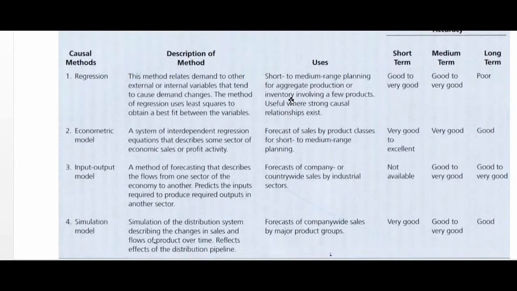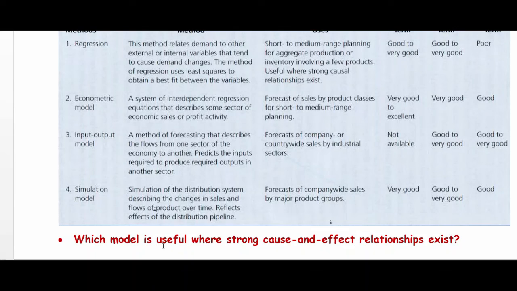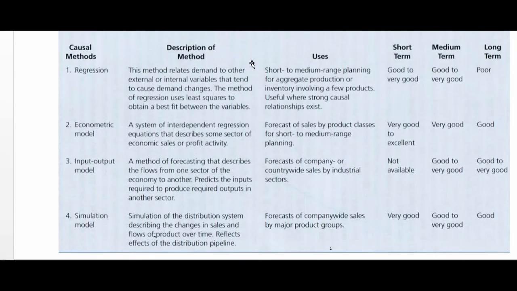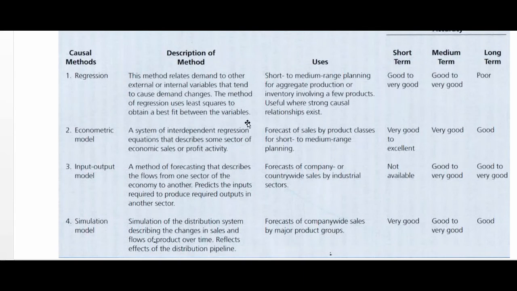All right. Which model is useful where strong cause and effect relationships exist? So we say, okay, useful where strong causal relationships exist. Let's use regression, which is just the best fit line, a simpler layman's term for that. Okay. And guess what? We are done with that. All right, that concludes Chapter 10.